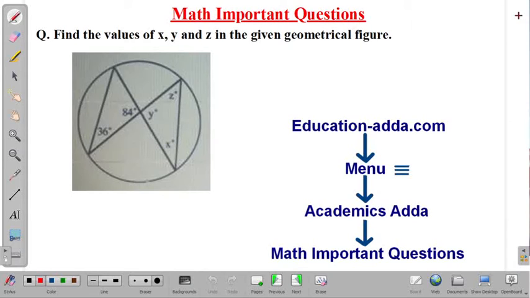Hello friends, in this lecture we will discuss one important problem of mathematics from the topic geometry.